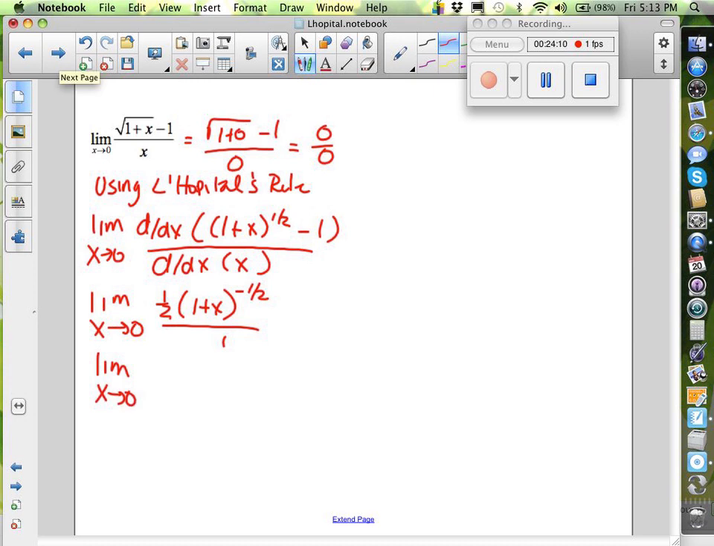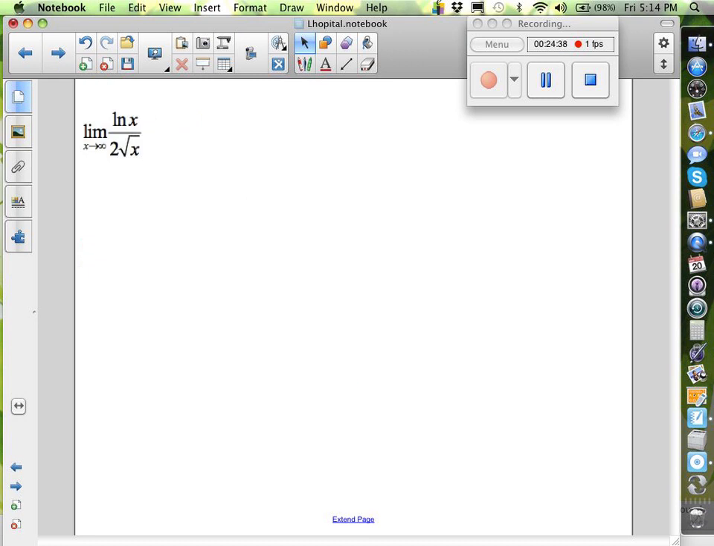All right, so that's just going to give us the limit as x approaches 0 of, in the numerator, a 1. In the denominator, we have 2 times the square root of 1 plus x. And now we can just substitute in. So we have 1 over 2 times 1 plus 0, and that's going to give us 1 half. And you can check it out. You can use a conjugate and you should get the exact same answer.